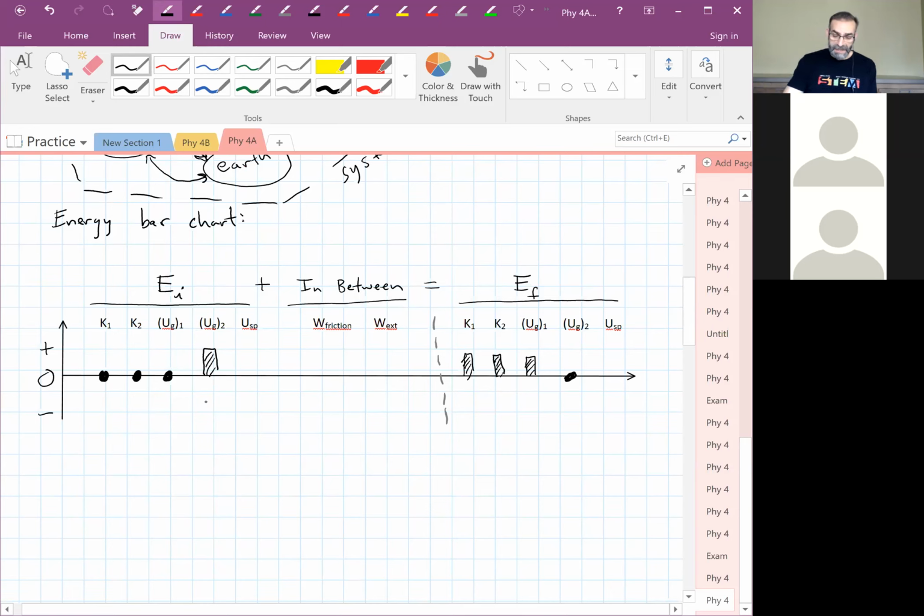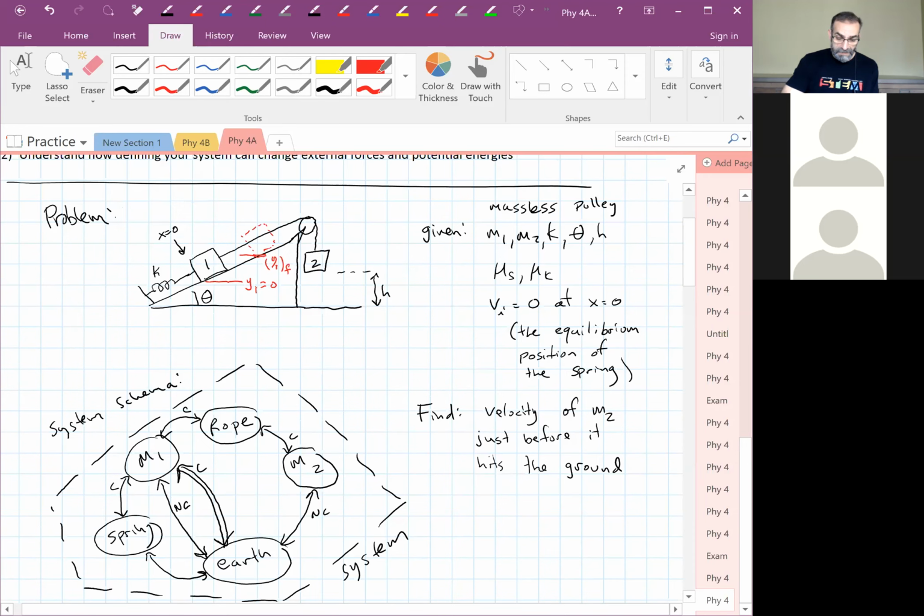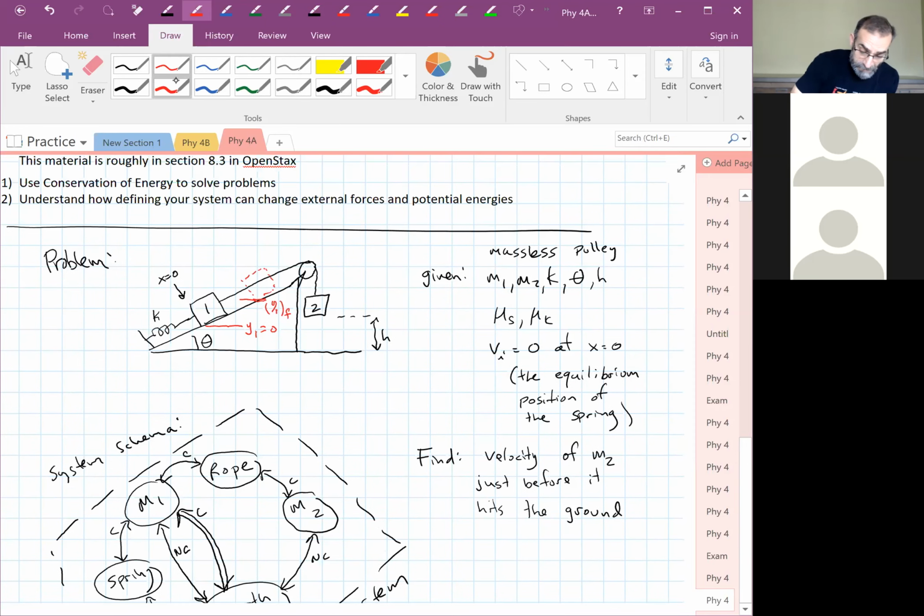Is our spring stretched or, so we're calling this y2 equals 0, right? We're picking a different 0 for mass 2 than we picked for mass 1. That's okay. All we care about are changes in height. All we care about are changes. So it doesn't matter where 0 is defined.